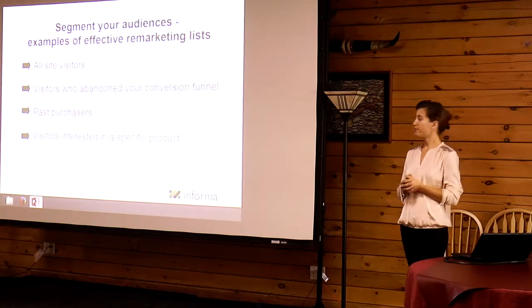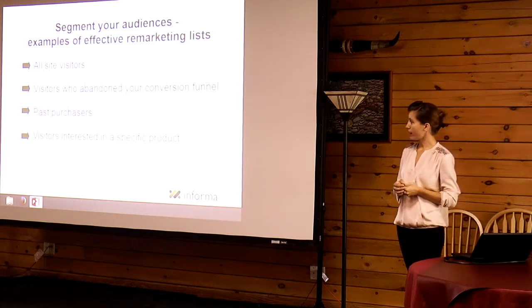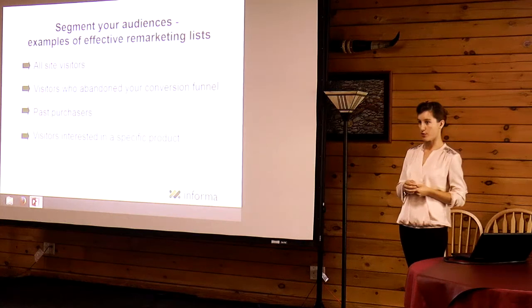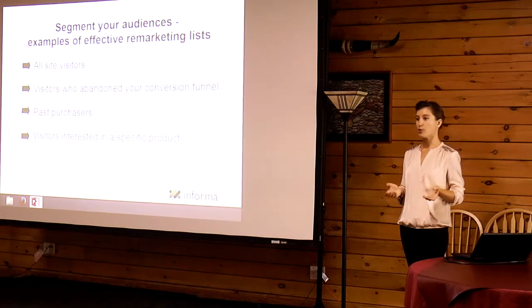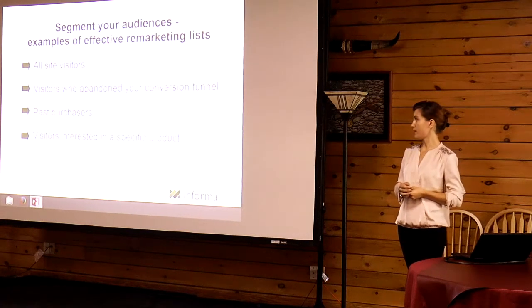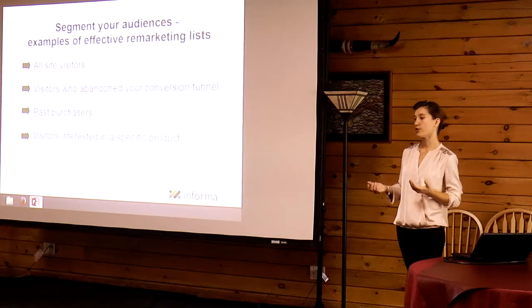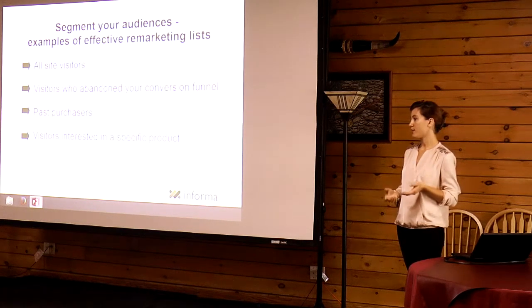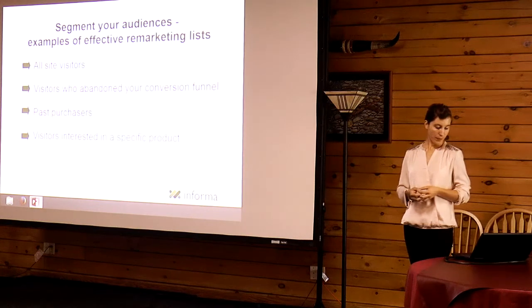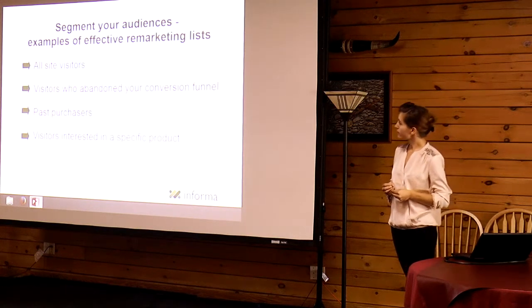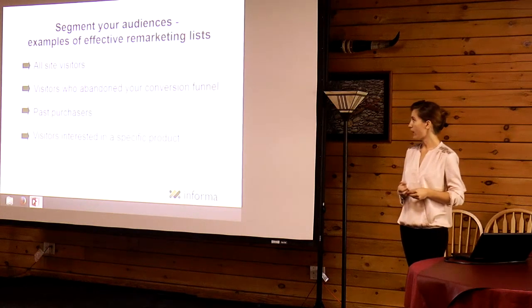For every list you create, you have to set up a membership duration. That's the period of time you want the visitor's cookie to stay on your list. It's usually related to your sales cycle. If your sales cycle is 30 days, you set the membership duration to 30 days or more. So here are some examples of remarketing lists.